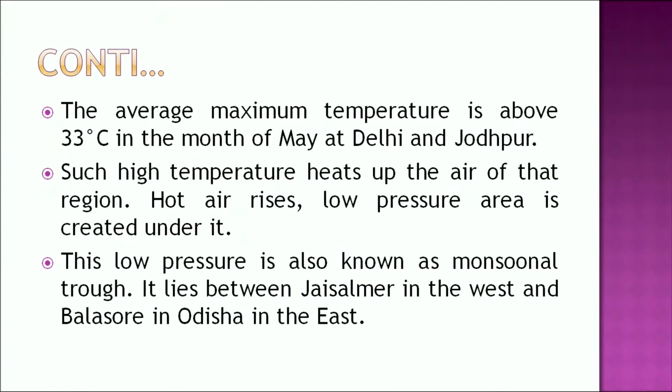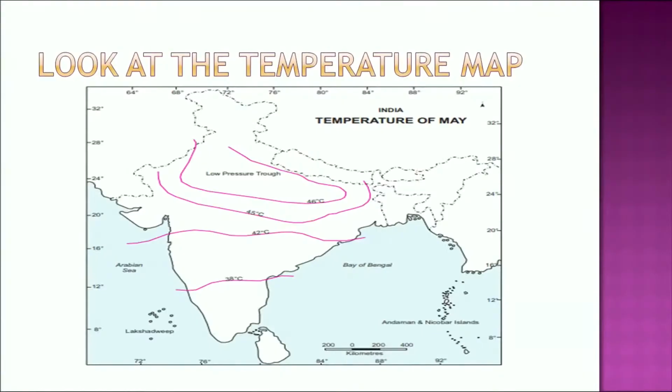Hot air rises, low pressure air is created under it, and this low pressure is also known as the monsoonal trough. It lies between Jaisalmer in the west and Balasore in Odisha in the east. Look at this temperature map of the month of May. It shows the low pressure region in the northern part of India.